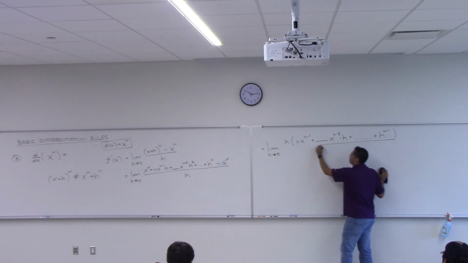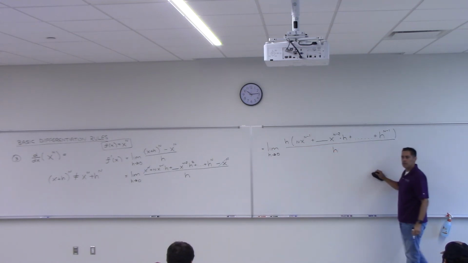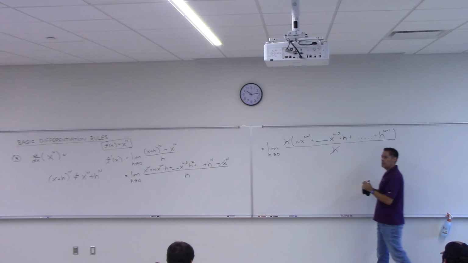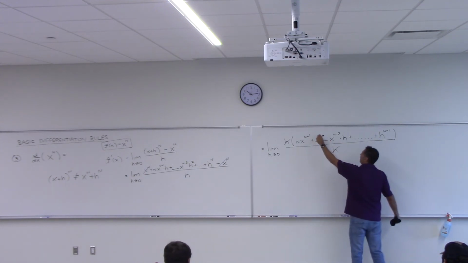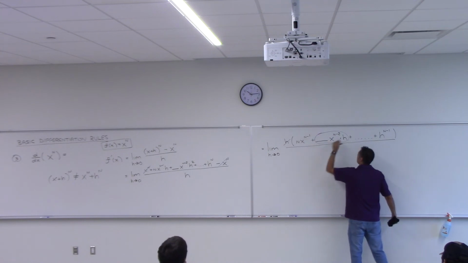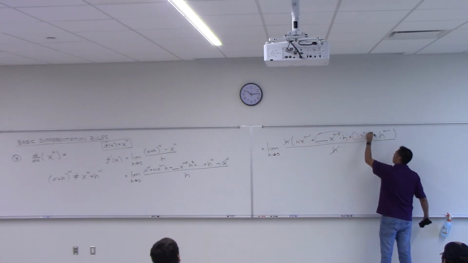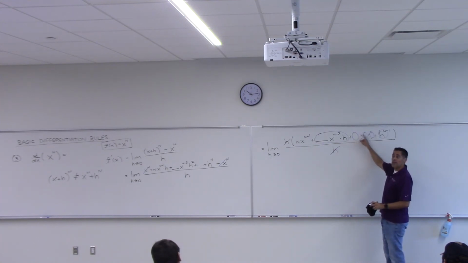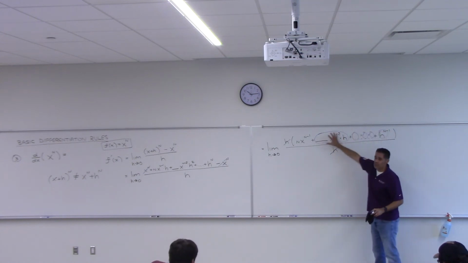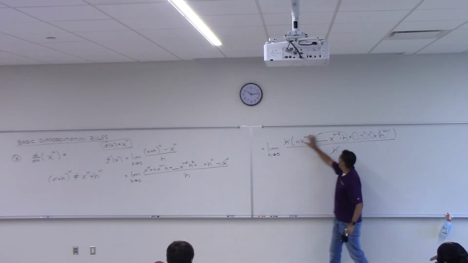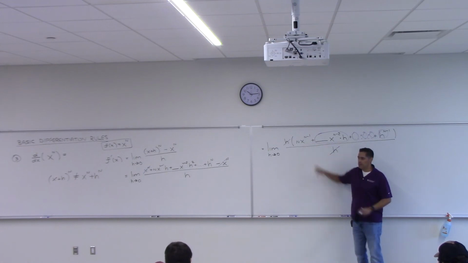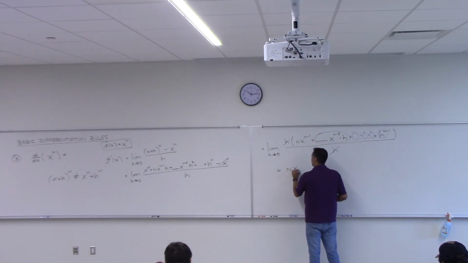And then all of this over h. Now those h's cancel. And what can you tell me about every single term over here? Not that one, but all of the terms in here. They all go to 0 because all of them have at least one h in them. This has an h, the next one has an h squared, the next one has an h cubed, the very last one has an h. So if I'm going to let h go to 0, then everything down here is going to vanish away to 0, which leaves us with what? That. And so our answer is n x to the n minus 1.